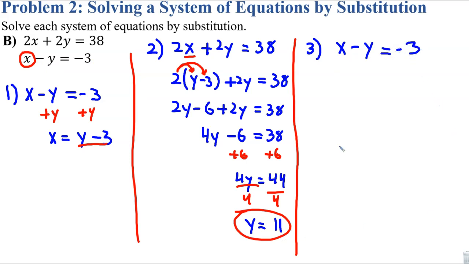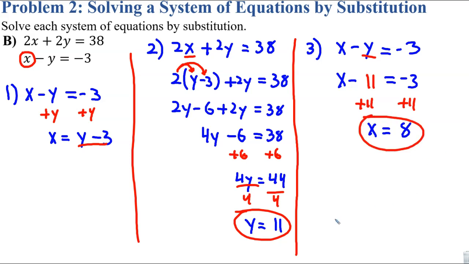We'll substitute this 11 in for the y, so we'll rewrite this as x minus that 11 we just found is equal to negative 3. And then we can solve for x. I'm going to add 11 to both sides, and that will give me that x is equal to a positive 8. So again, whether you start with the x or start with the y, we'll end up with the same solution, x equals 8, y equals 11.